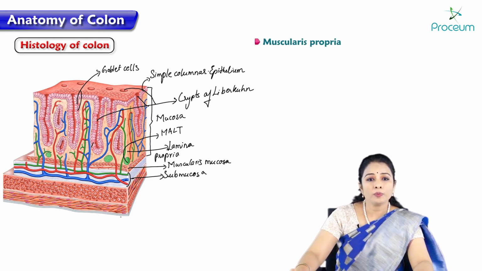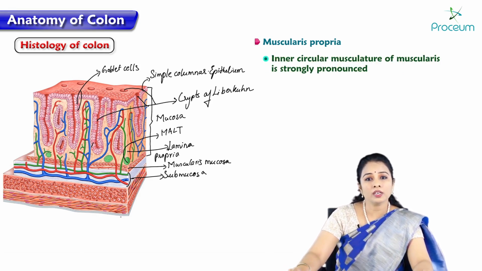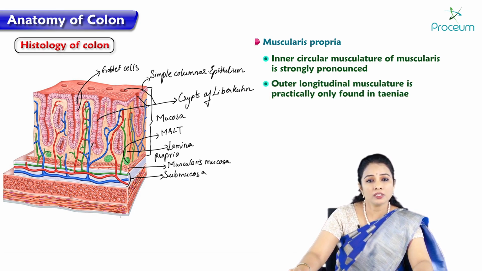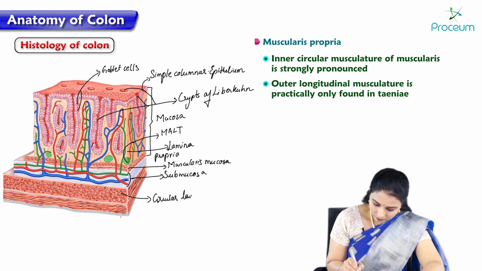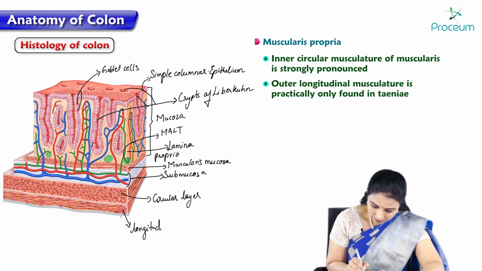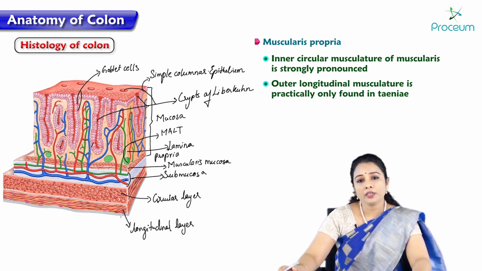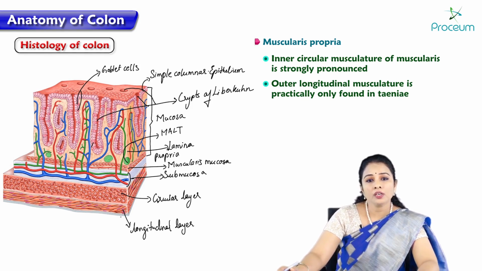Next, muscularis propria. The muscularis propria is the muscle layer, in which the inner circular musculature is strongly pronounced, whereas the outer longitudinal musculature is particularly found in the taeniae coli. So, inner circular and outer longitudinal layer. And the nerve plexus which is located between the inner circular and outer longitudinal layers is Auerbach's plexus or myenteric plexus.